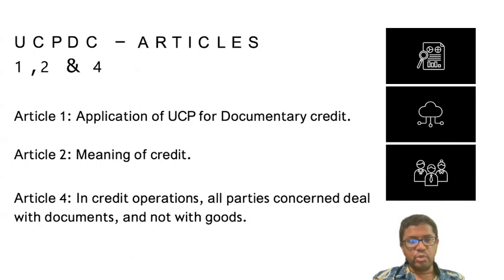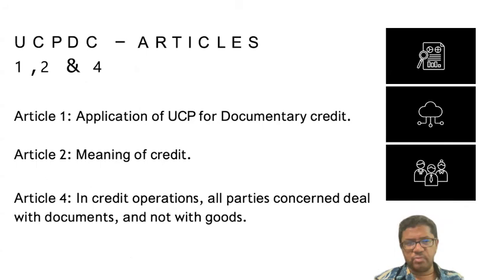UCPDC, I already talked about. These are sets of rules formulated by the International Chamber of Commerce, which is headquartered in Paris. UCPDC has different articles, like Article 1, Article 2, Article 4, so different articles like police rules. Article 4: in credit operations, all parties concerned deal with documents, not with goods. So you can trust parties based on documents. That is what Article 4 is talking about.